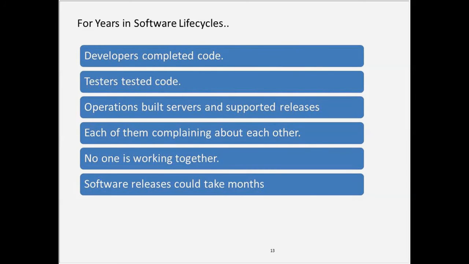All right, for years in software life cycles, and it still exists in many companies too, developers complete code, testers test the code, operations build servers and support releases, each of them complaining about each other, in a positive way. I mean, the support guy doesn't want his environment touched because his folks will have to get called out of bed if it's not working and there's a severity 1 or 2. And app dev just wants to get software out quicker and quicker. So what it leads to is no one working together. Software releases could take months.